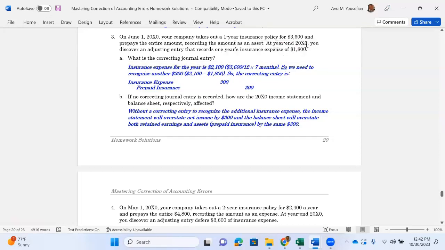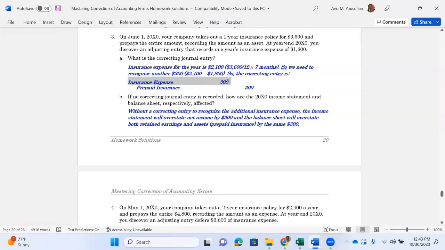But here it says at the year end, you discover an adjusting entry that records 1-year insurance expense of $1,800. But we don't need $1,800. How much do we need? We need $2,100. $1,800 insurance expense is not good enough. But someone did $1,800 already. Let's say your bookkeeper. But you figure out that $1,800 is not enough. You need $2,100. So all you need to do is just add another $300 of insurance expense. So here we go. We add another $300 of insurance expense.